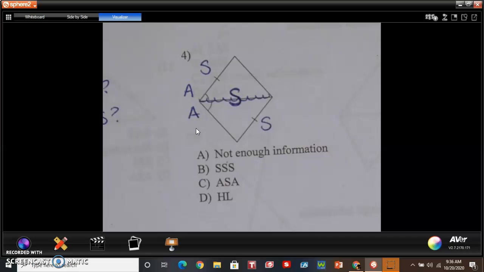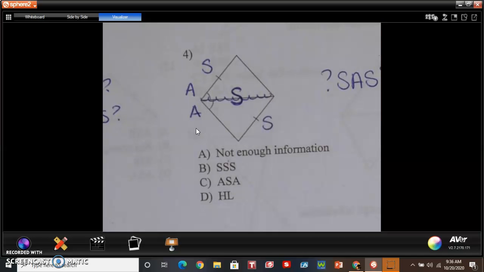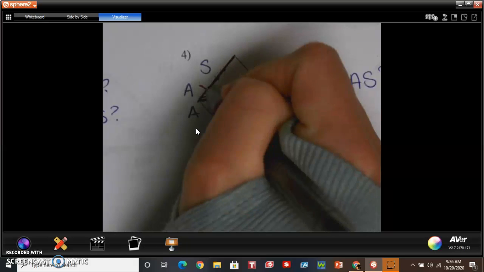All right, so I have 2 S's and an angle. So what we should be looking for is side, angle, side. So what we want to do is connect our sides and see if they create the angle. So I'm going to go on this side, and looky, it does work. That angle is being created by those sides. So this one is side, angle, side.